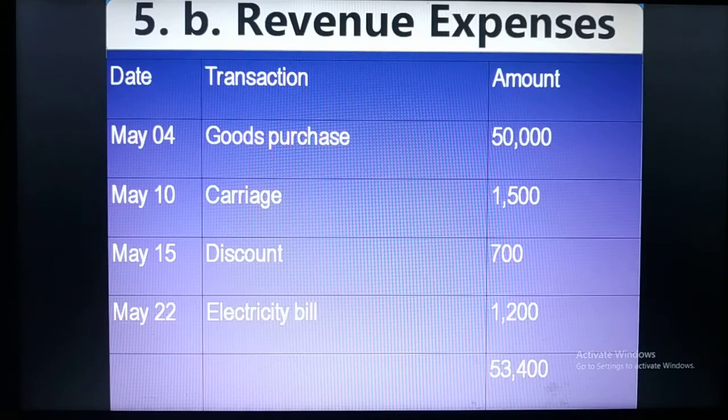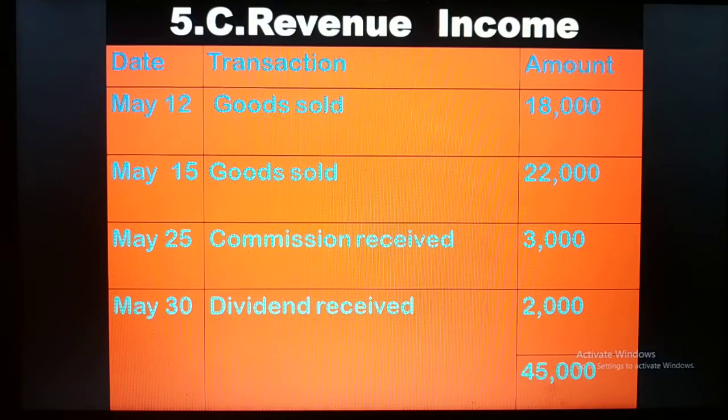Now, revenue income. Revenue income means regular income, the income which an organization receives regularly every day, and this type of income is benefited for a short time. May 12, May 15, May 25, May 30 are the examples from the stem for revenue income. Look at the first one, goods sold. Most expected revenue income. The organization always would like to sell. This is the most recurring regular income. Then again goods sold, it is 22,000. This is also a revenue income.